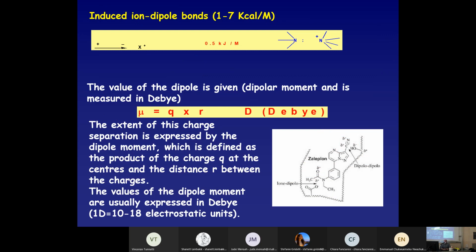Induced ion dipole. If you have, once again, a permanent positive nitrogen atom because it is a quaternary substituted nitrogen atom, this can influence another nitrogen atom very close, and so you see the electrons can be shared by the two entities, and so it's possible to have this type of bond. Here you can see an example of this drug called zaleplon.